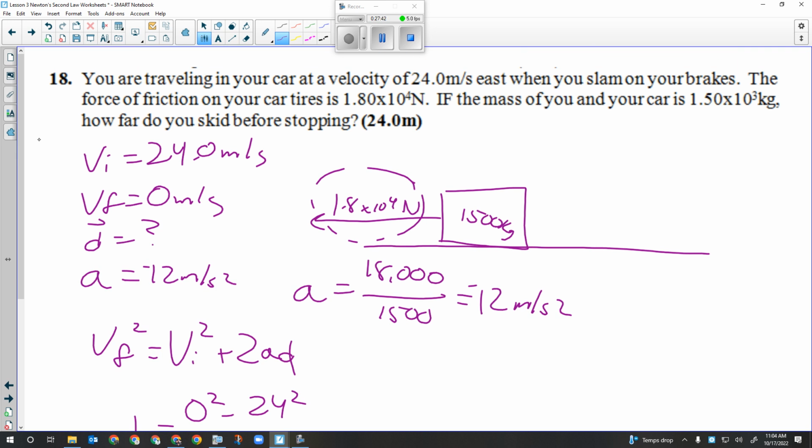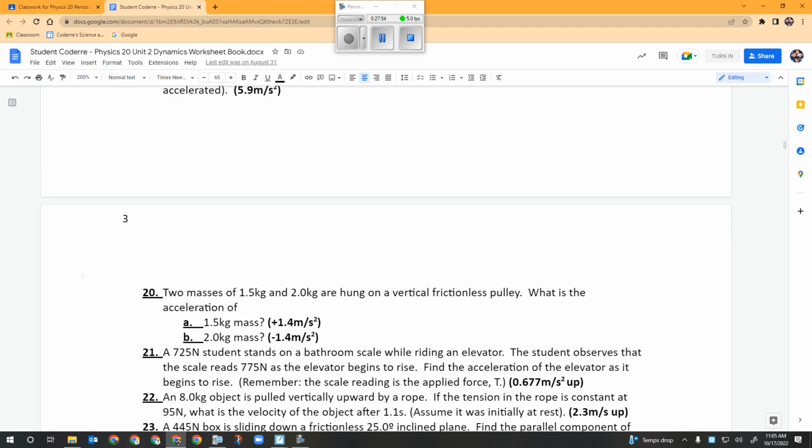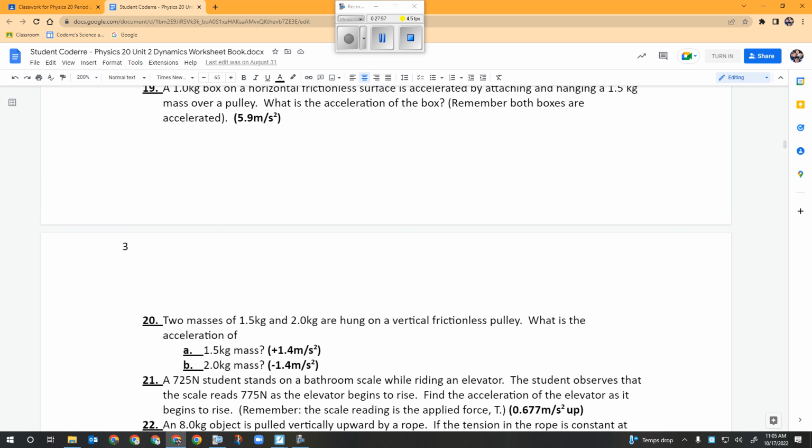Okay? All right. How are we doing on the other ones? Some people are done up to 21. Okay, so we still need a little bit of time then? All right, I'll give you a bit more time, and then we'll start talking about inclined plane.